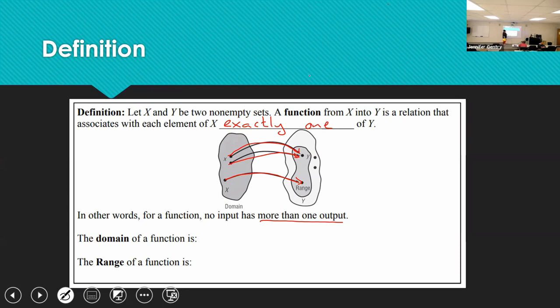The domain of the function is going to be your set of x. Okay, and then on the opposite side, your range is your set of y. Okay, domain is your set of x, your range is your set of y. X and y, right? You graph it, x, y.